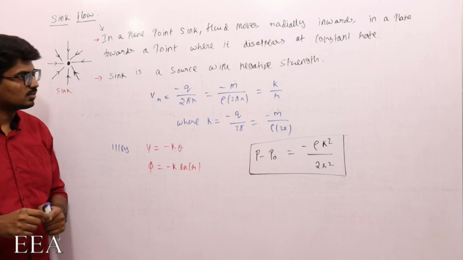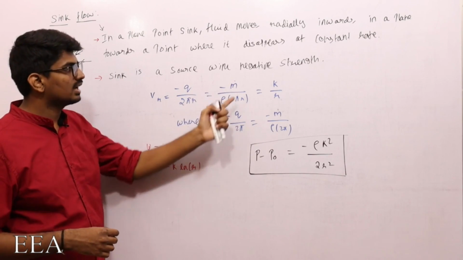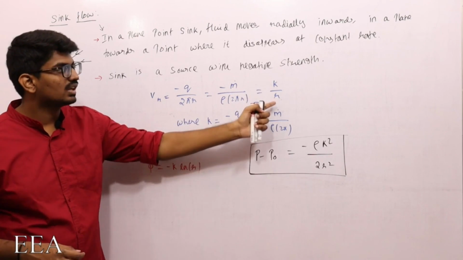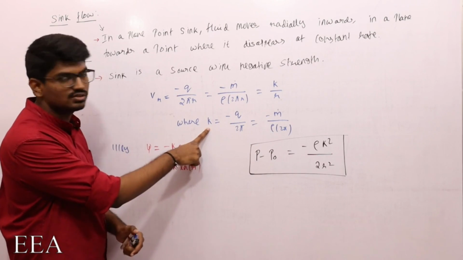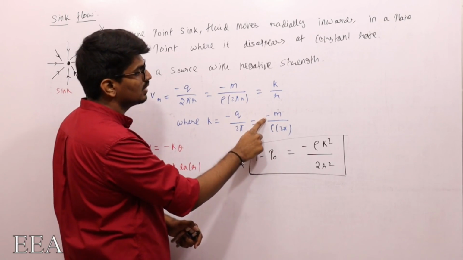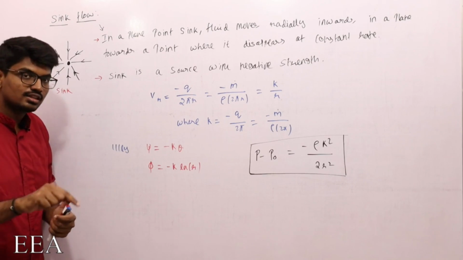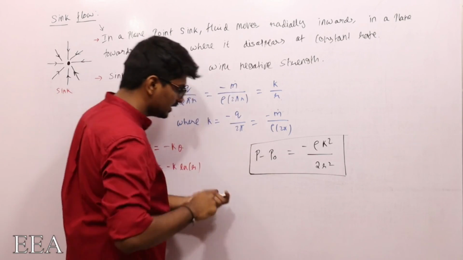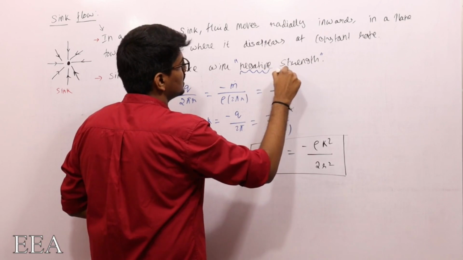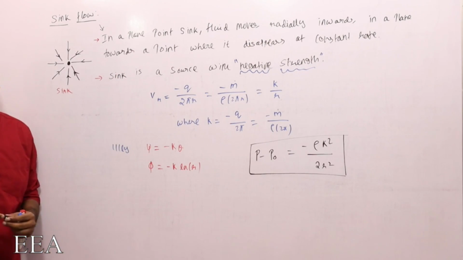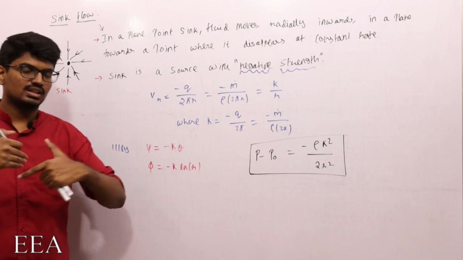But here the one small change you will have is VR, that is radial velocity, will be minus Q by 2 pi R, minus m dot by rho into 2 pi R, which is equal to K by R, where K will be taken as minus Q by 2 pi, that is, including this negative sign I will be taking it for the sink strength. Here K is sink strength, and that is why sink flow is also called source with negative strength. They can ask this as a 1 mark question too. So sink flow can also be called source with negative strength, that is, instead of flowing outside, the fluid will be entering inside.